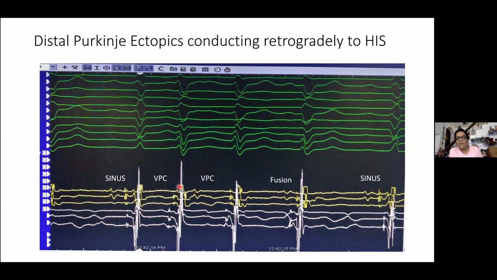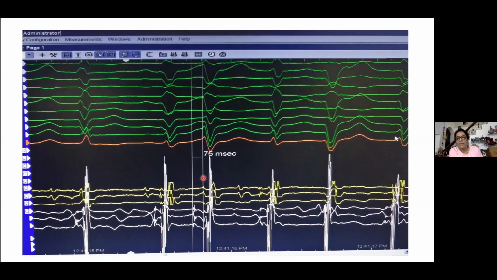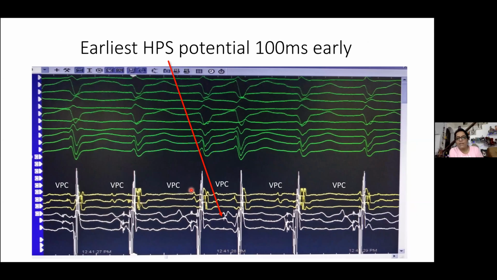And you can see there is a flurry of VPCs. So it's not that one VPC, it's one VPC, two VPC, this is a fusion, and then again it dies out. So these are classical firing or Purkinje triggers which are known to be associated with idiopathic VF. We were getting quite early, like this is a 75 millisecond early firing in the Purkinje system. This is again earliest His Purkinje system in this case was 100 milliseconds early.